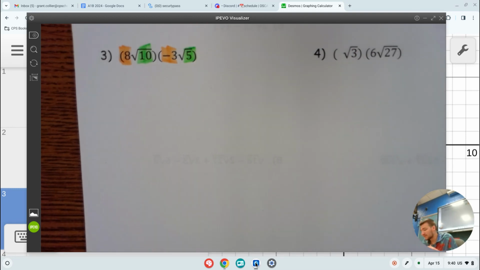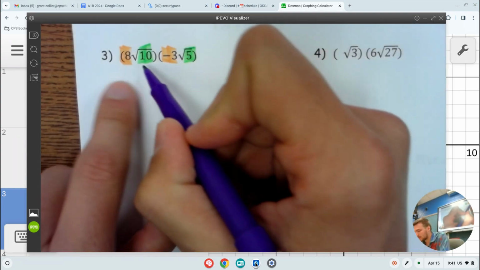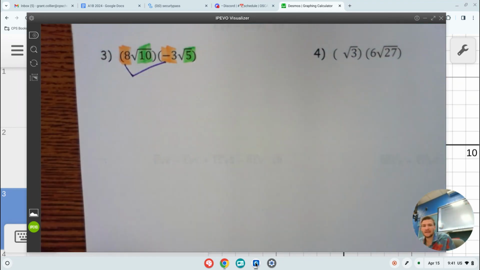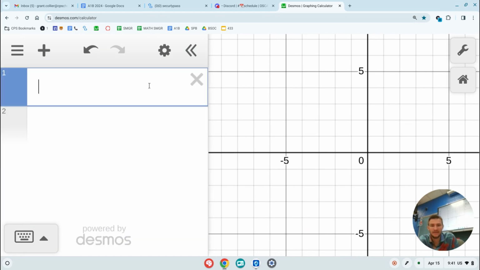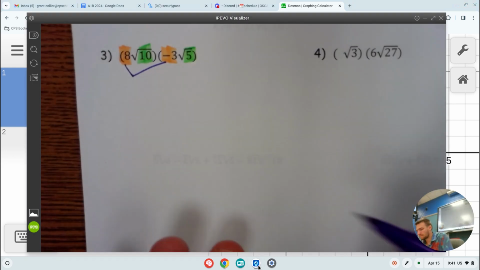And so when we multiply these, just make sure that the outside stuff is allowed to mingle and hang out together, but the inside stuff should not be mixing with the outside stuff. So green and orange should never mix, but we can multiply orange times orange and 8 times -3. Use Desmos. I'll do this one for you. 8 times -3, -24.